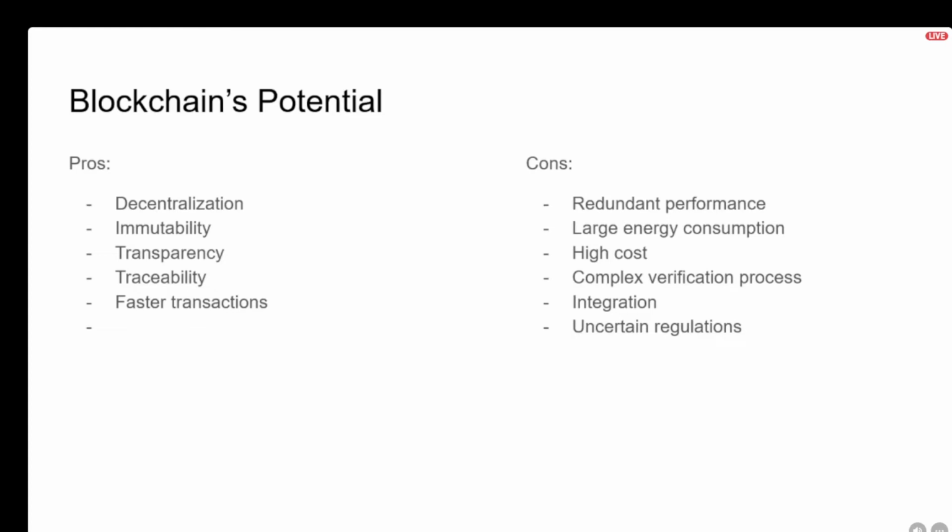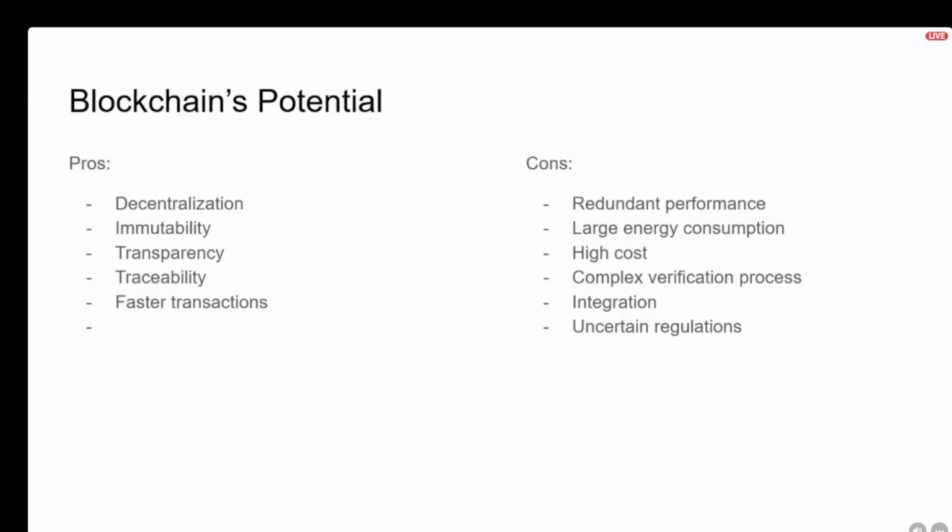Another con is integration. Blockchain would replace legacy networks for enterprises, so this is more a con for a business. Blockchain can't work alongside legacy networks, so companies would have to completely ditch their legacy networks for blockchain. And so there's some uncertainty there.